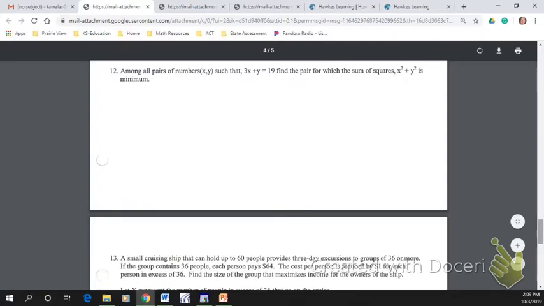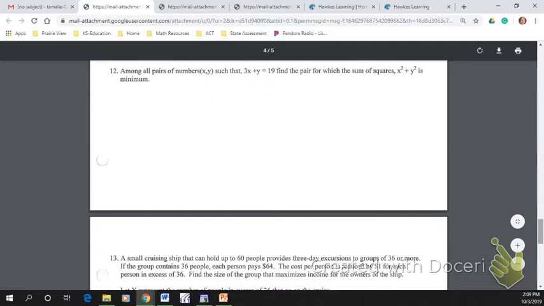Okay, this one's a little tougher, not one we can really have a shortcut for. It says, among all pairs of numbers such that 3x plus y is equal to 19, find the pair for which the sum of squares is minimum. So first of all, among all pairs, it's basically saying of points on this line.